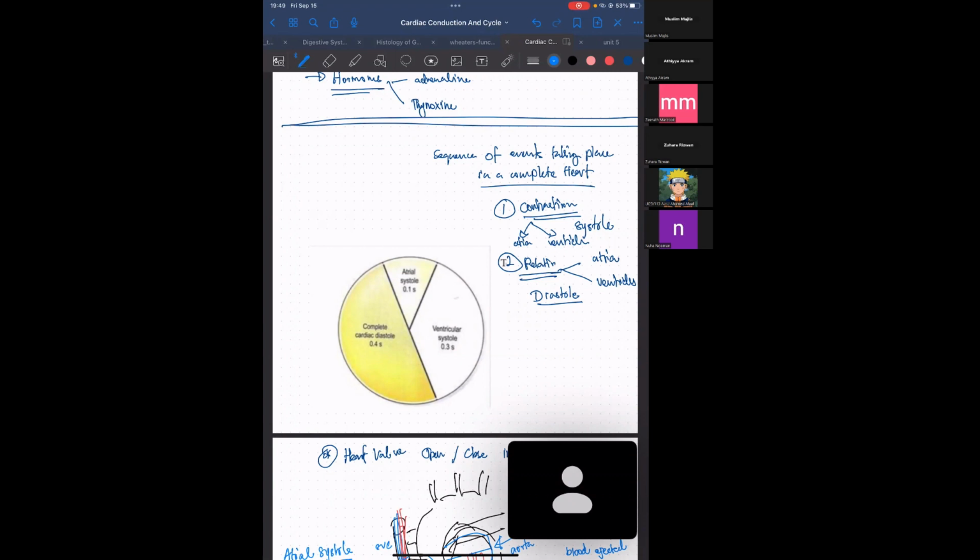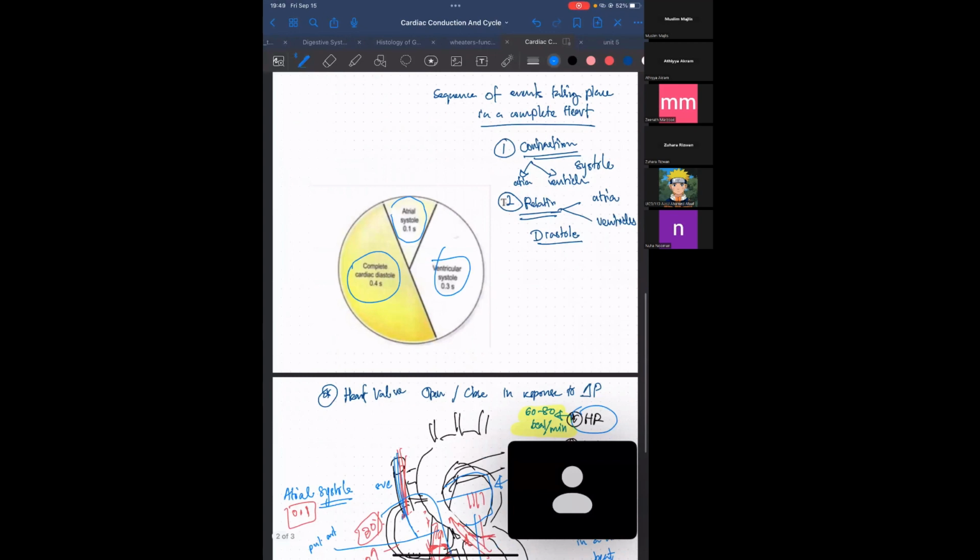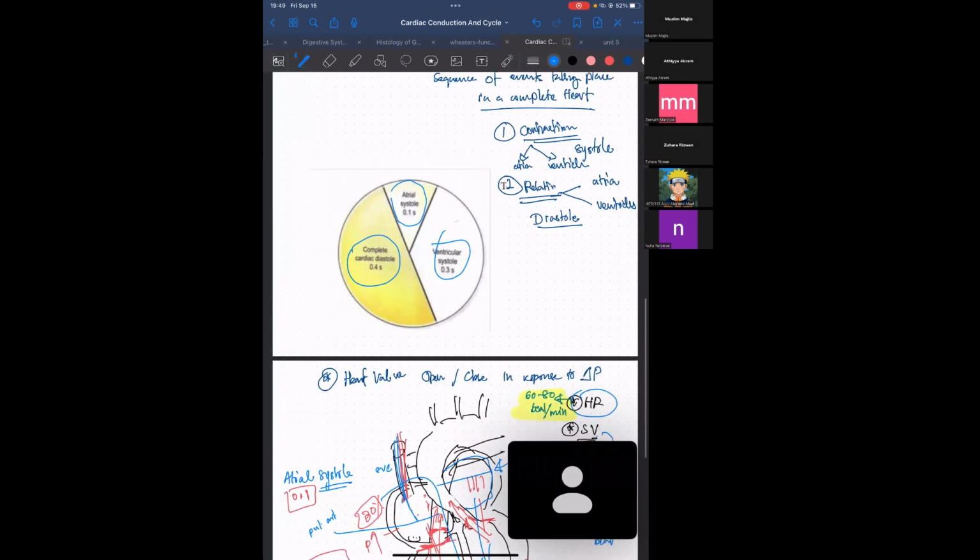Atrial systole, then ventricular systole, and the complete cardiac diastole. In complete cardiac diastole, both the atria and the ventricles relax. And when the blood comes, it stimulates the SA node, and then it will send impulses through the myocardium throughout the entire atria, and then the atria contract.